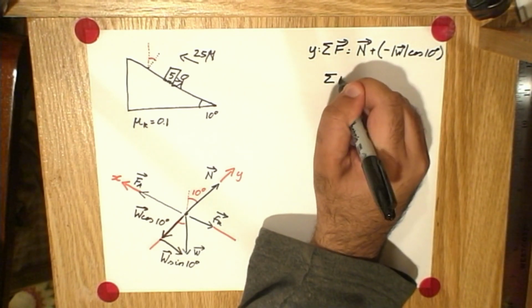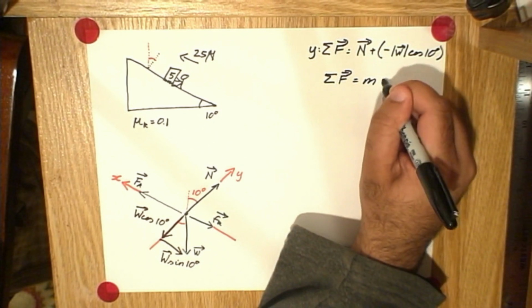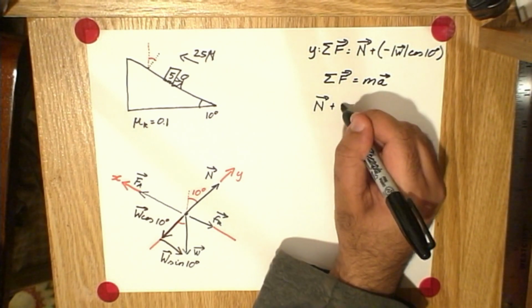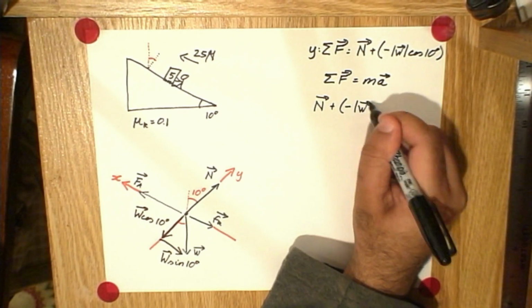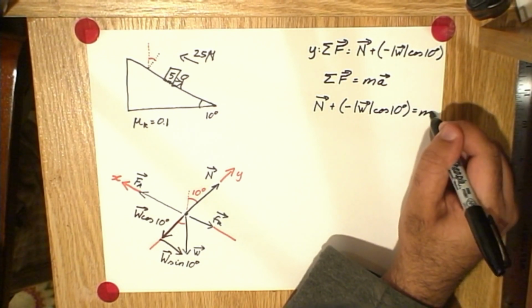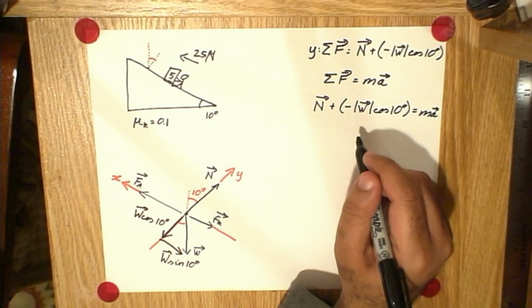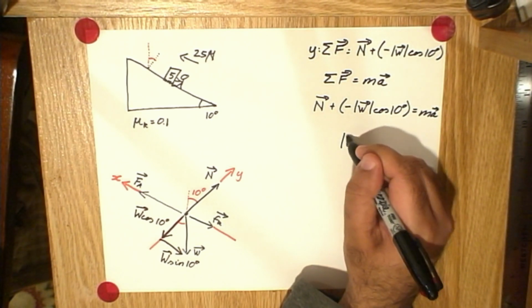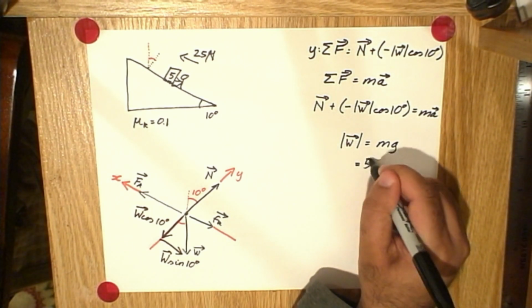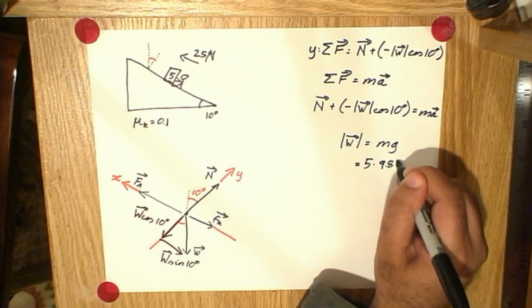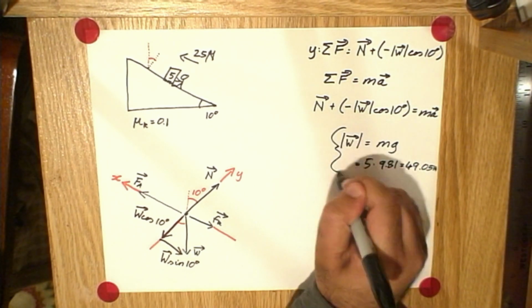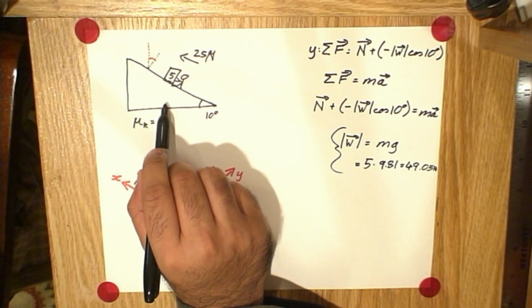But total force is also equal to mass times acceleration. So the normal force plus the negative weight times the cos of 10 degrees is equal to mass times acceleration. Now we need to solve for the weight. Weight is equal to mass times gravity, which is equal to 5 times 9.81, which is equal to 49.05 newtons. That's the weight of our 5 kilogram object.